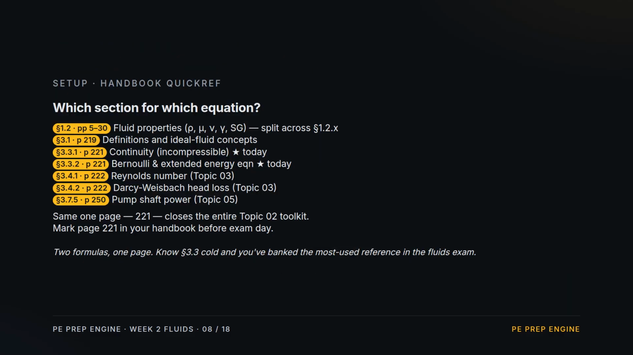Handbook quick reference. Fluid properties live in Chapter 1. Continuity and Bernoulli sit together on 1 page of Section 3.3. Mark it before exam day. It's the most referenced page in the fluids exam. Reynolds number and Darcy-Weisbach are on the next page for next week. Pump shaft power comes later.